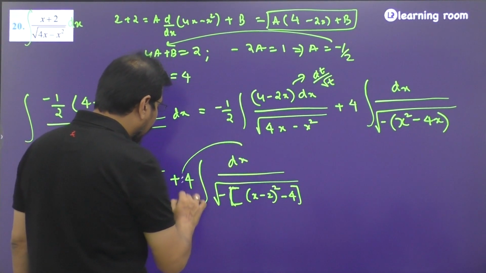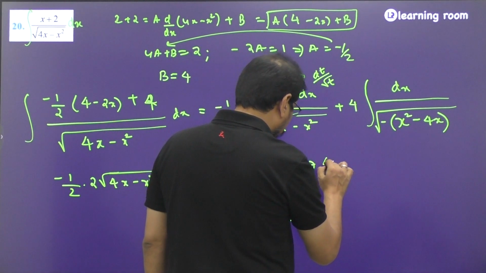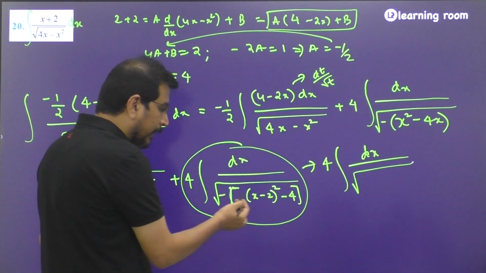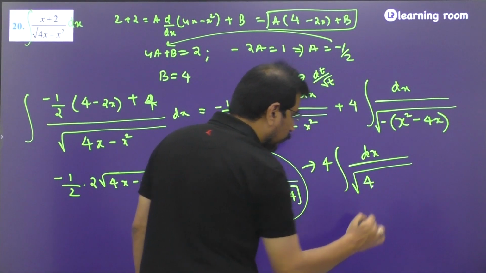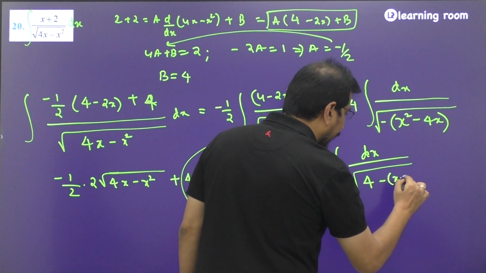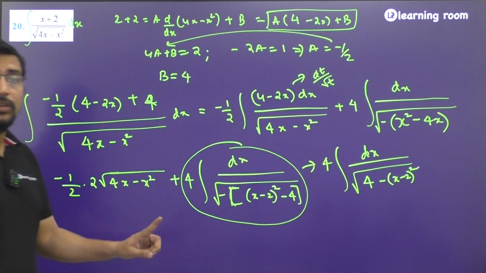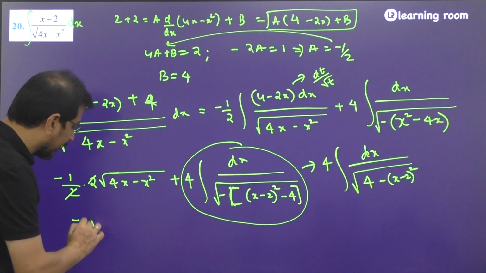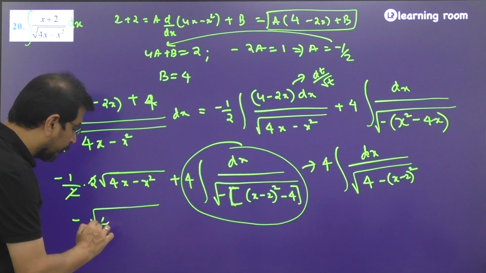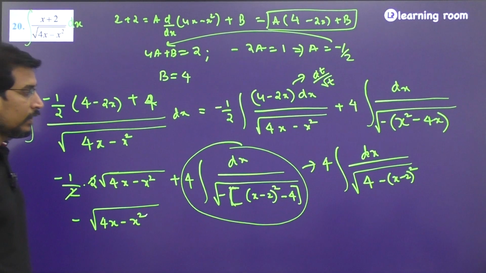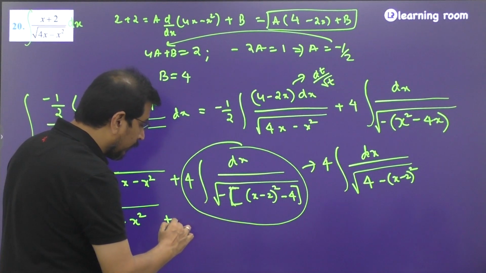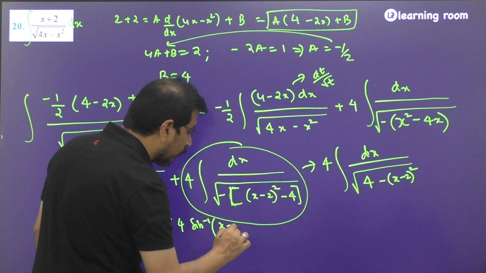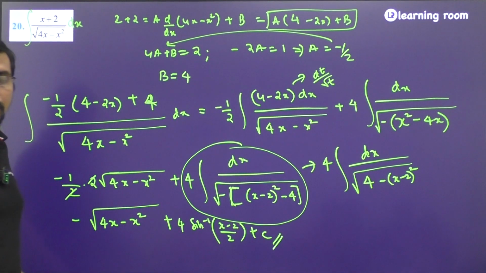So this part alone I am taking and writing. This will be 4 into the integral of dx divided by the square root of, minus is going to be plus, so 4 minus of x minus 2 the whole square. But what is 4? 4 is 2 square. So you will get the answer as minus of the root of 4x minus x square plus 4 into sine inverse of (x minus 2) divided by 2, plus c. So this is going to be the required answer.